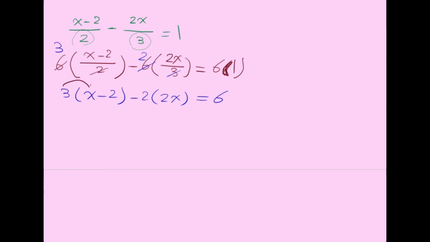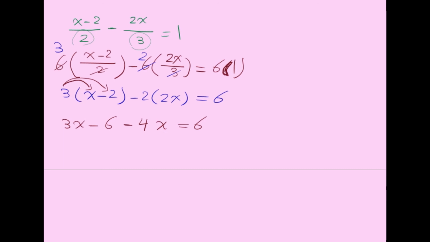Next step, you have to expand. 3 should be expanded inside the bracket. 3 times x would be 3x. 3 times negative 2, negative 6. Negative 2 times this guy would be negative 4x, equal 6.